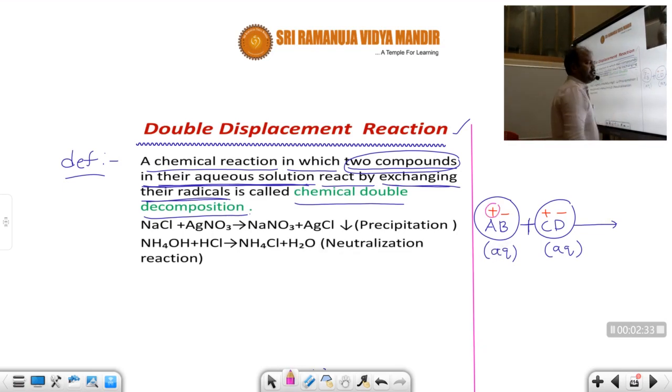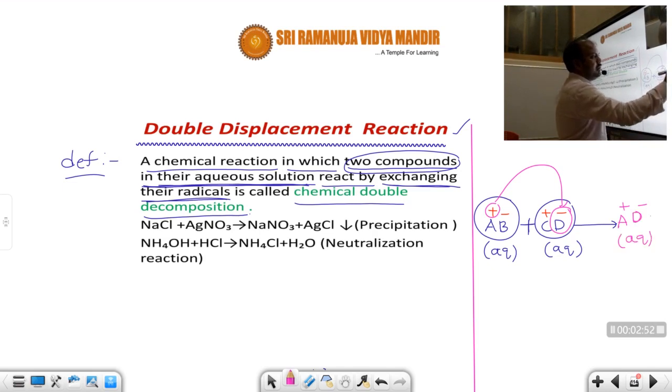This A is positive charge. A plus attracts which one? D minus, because opposite charges always attract each other. That means exchanging their radicals. So A plus and D minus form a new compound AD, aqueous solution AD. And what will be formed on the product side, right hand side? C plus, positive charge, and B minus, negative charge. Both will attract each other. Then CB salt will be formed.